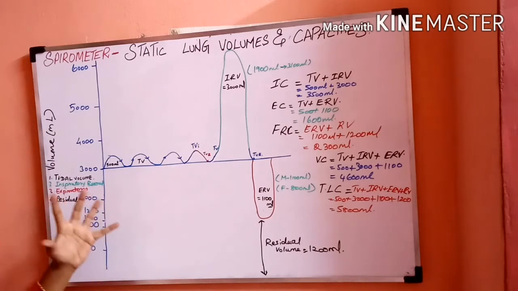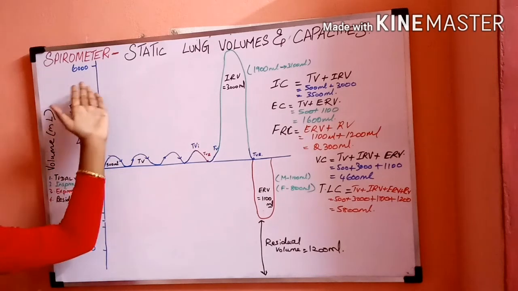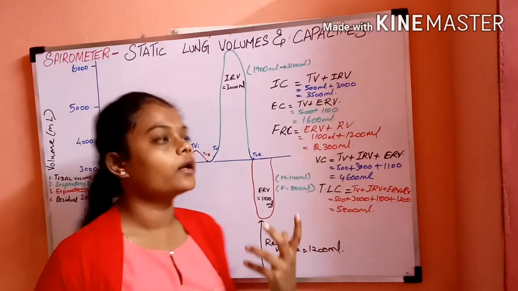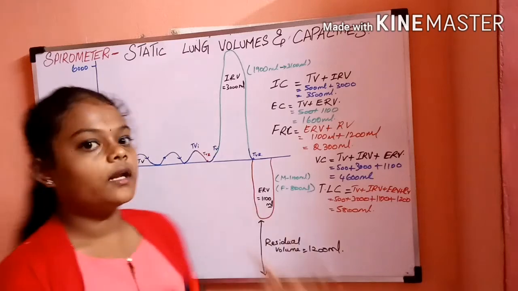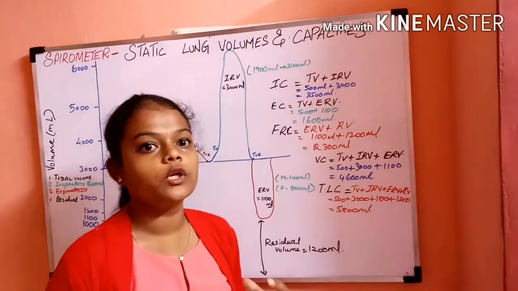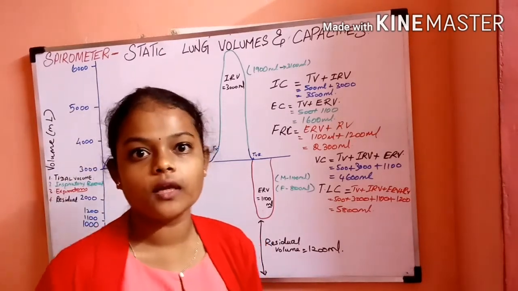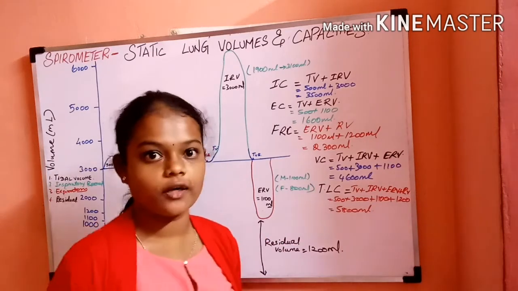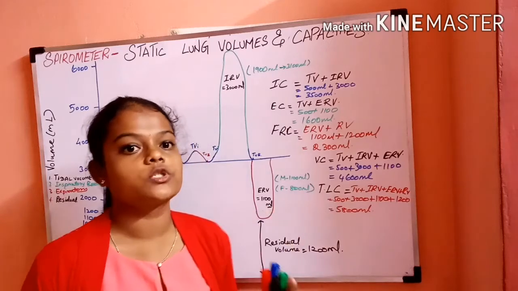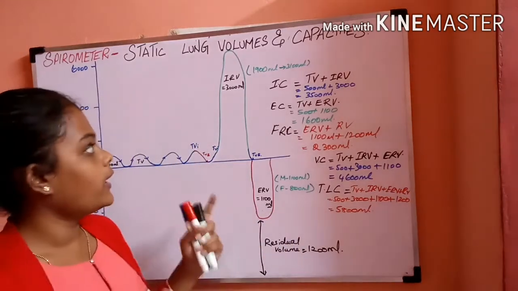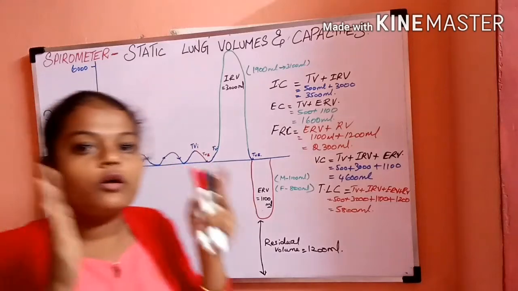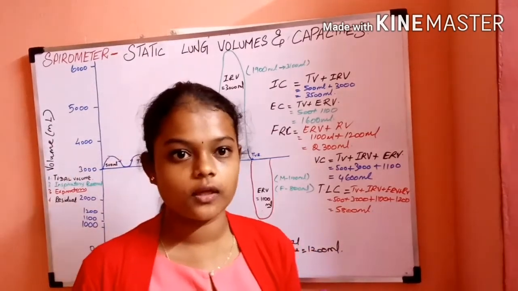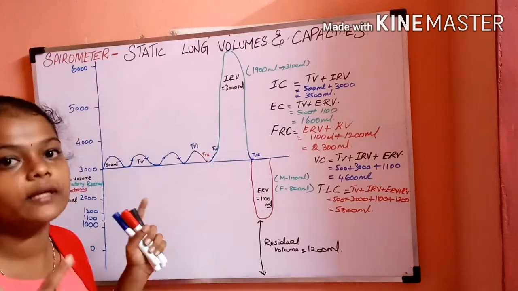Okay, this is what we learn in spirometry. Is this okay for you? Finding all diseases and pathological conditions with this alone is difficult. There is forced spirometry, which I will cover in the next video, so watch those videos further. This is about the common and normal lung volumes and capacities. This is static lung volume and capacity.